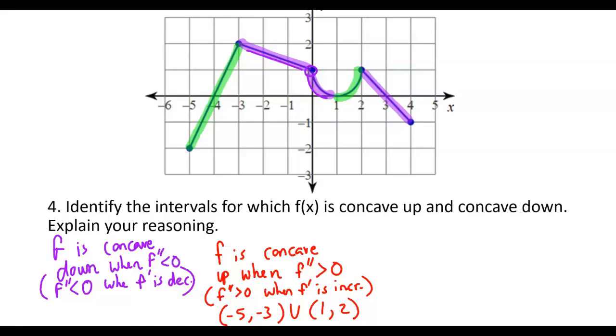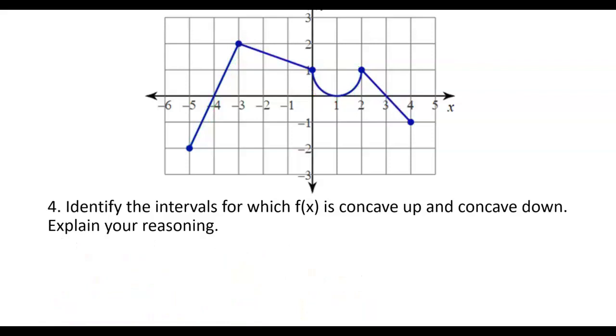So f is concave down where f double prime is negative. In other words, where my graph of f prime up here has a negative slope, and this happens on the intervals -3 to 0, my first piece there, followed by 0 to 1, followed by 2 to 4. And there you go. So that's the concavity.